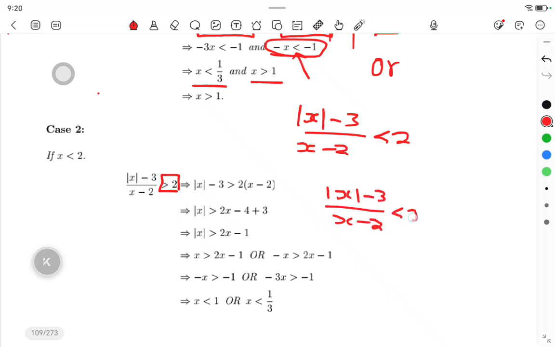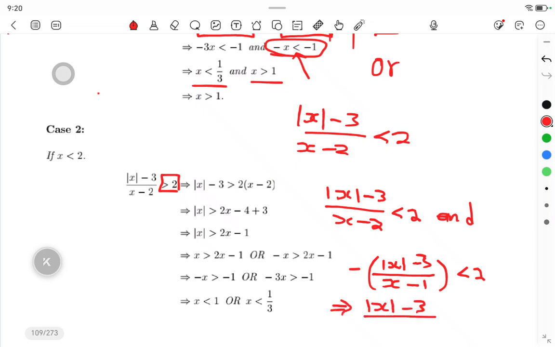You see, I say less than 2. Since this sign is less, I'm going to say and. Then I take the other one. Now I'm going to negate this. Let's say I don't want to change this absolute value, then this will still be less than 2. If I divide both sides, I'm going to get the absolute value of x minus 3 over x minus 2, which will be greater than 2. You see, when they say they're taking x greater than 2, that's why for x less than 2, they pick this one. You see, we were multiplying by a negative.